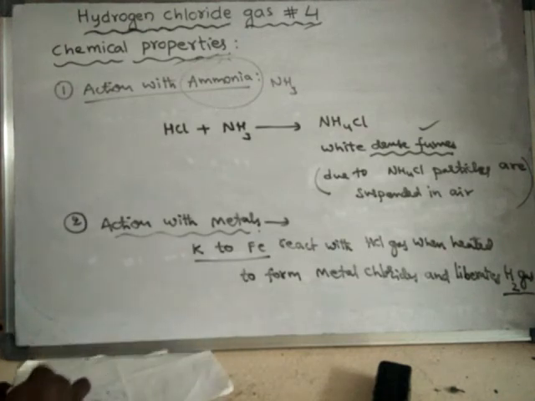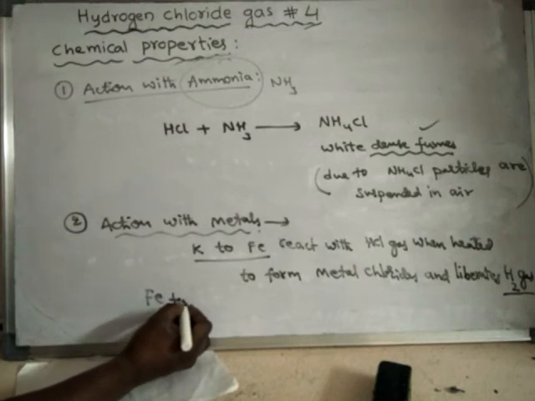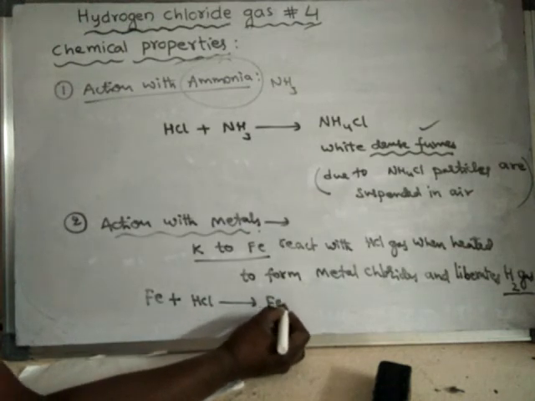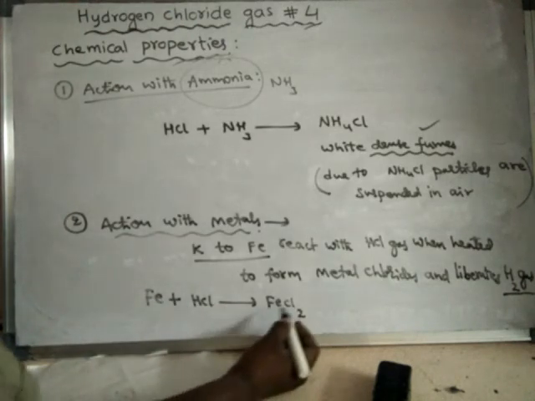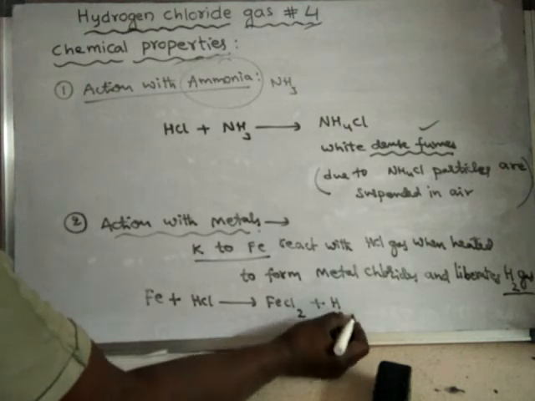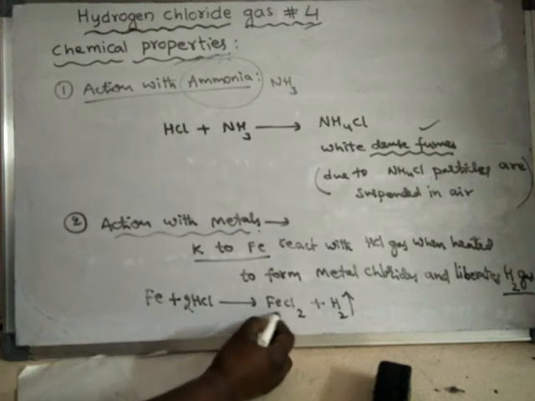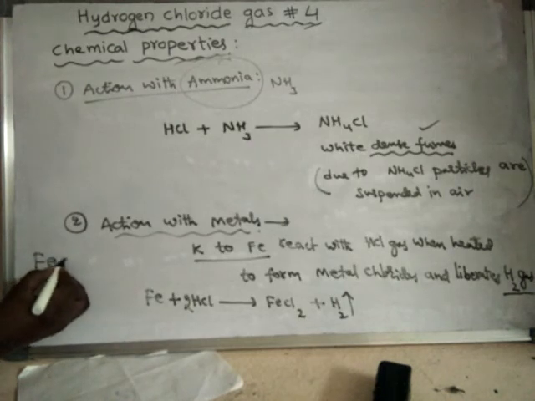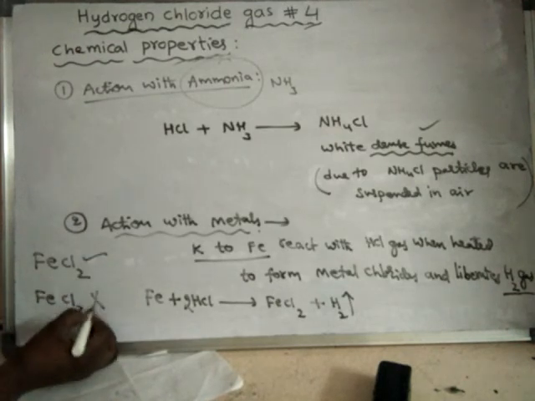This is a simple displacement reaction between a metal and hydrogen chloride. For example, take iron and HCl. It forms ferrous chloride, not ferric chloride, and hydrogen gas is liberated. Here FeCl3 is not formed. Iron can form two chlorides, FeCl2 and FeCl3, but only FeCl2 is formed.